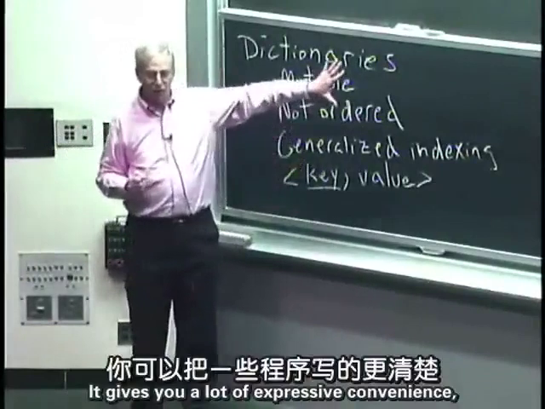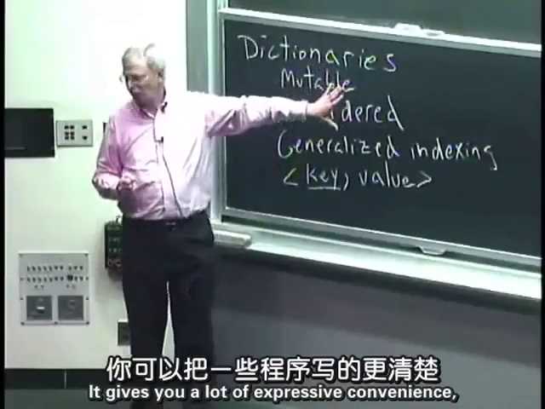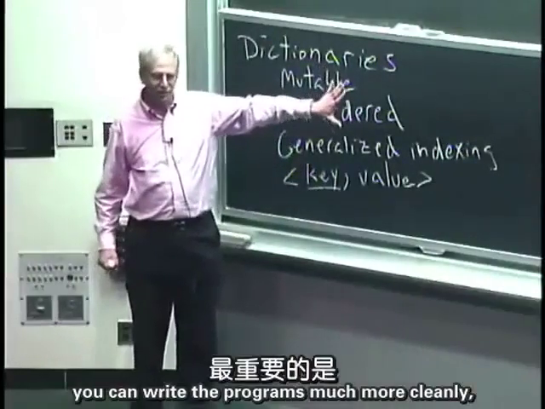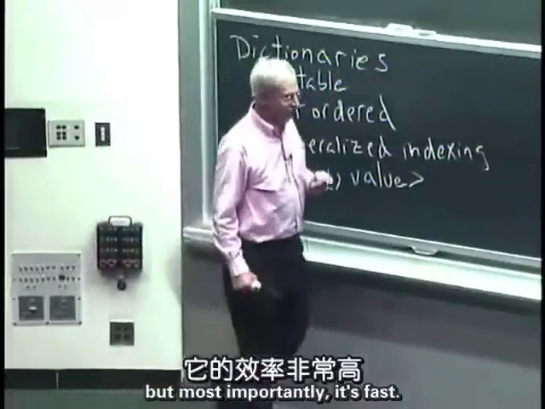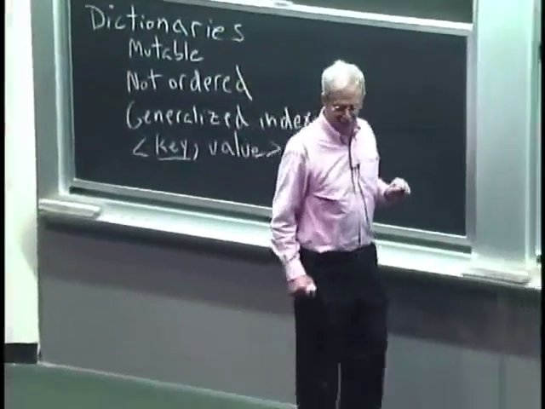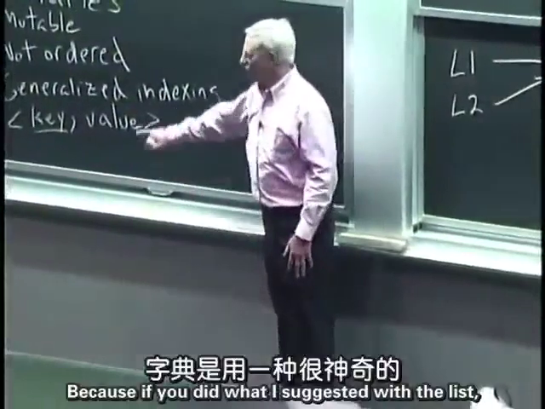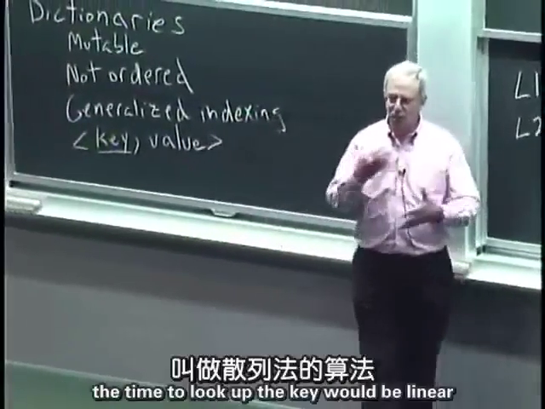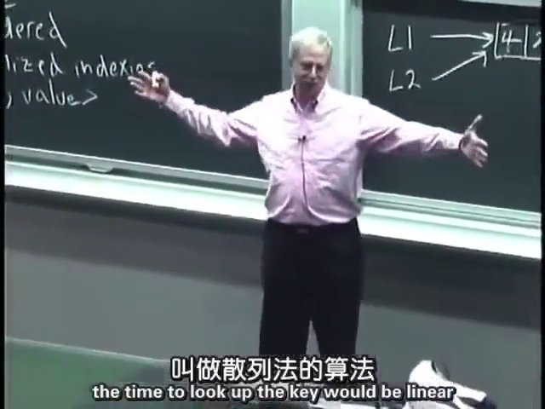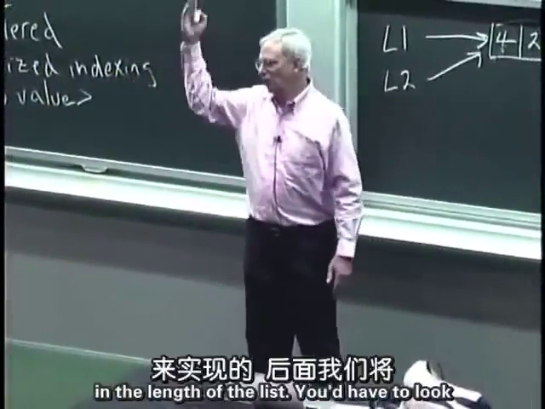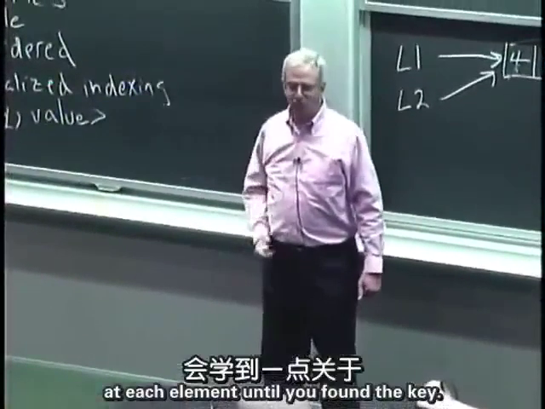It gives you a lot of expressive convenience. You can write the programs much more cleanly. But most importantly, it's fast. Because if you did what I suggested with the list, the time to look up a key would be linear in the length of the list. You'd have to look at each element until you found the key.